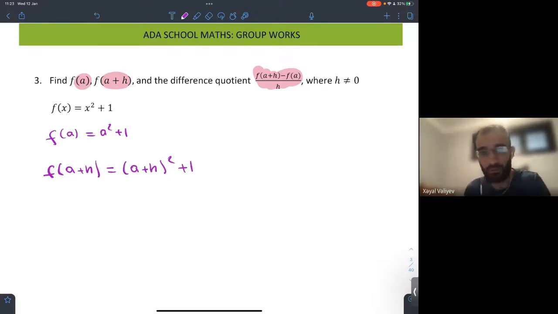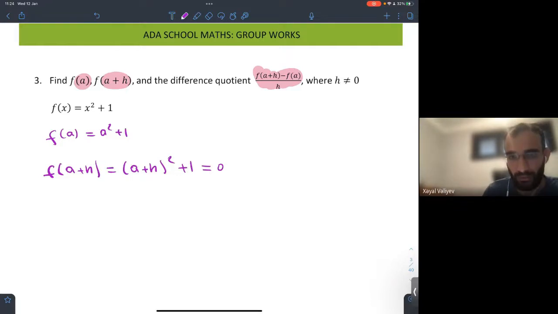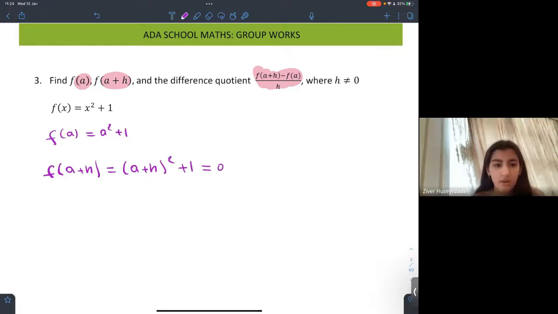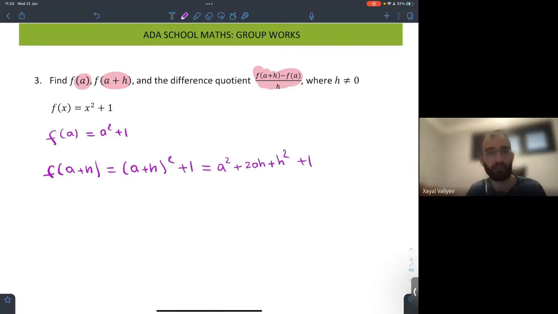Who wants to help me? Raise your hand if you want. What is a plus h squared? Osman. So a plus h squared. Should I say this one? Yes, just that part. Okay, so it's going to be a squared plus 2ah plus h squared, and plus 1. Don't forget the plus 1, and we're done. No need to do anything more because we can't do anything else.